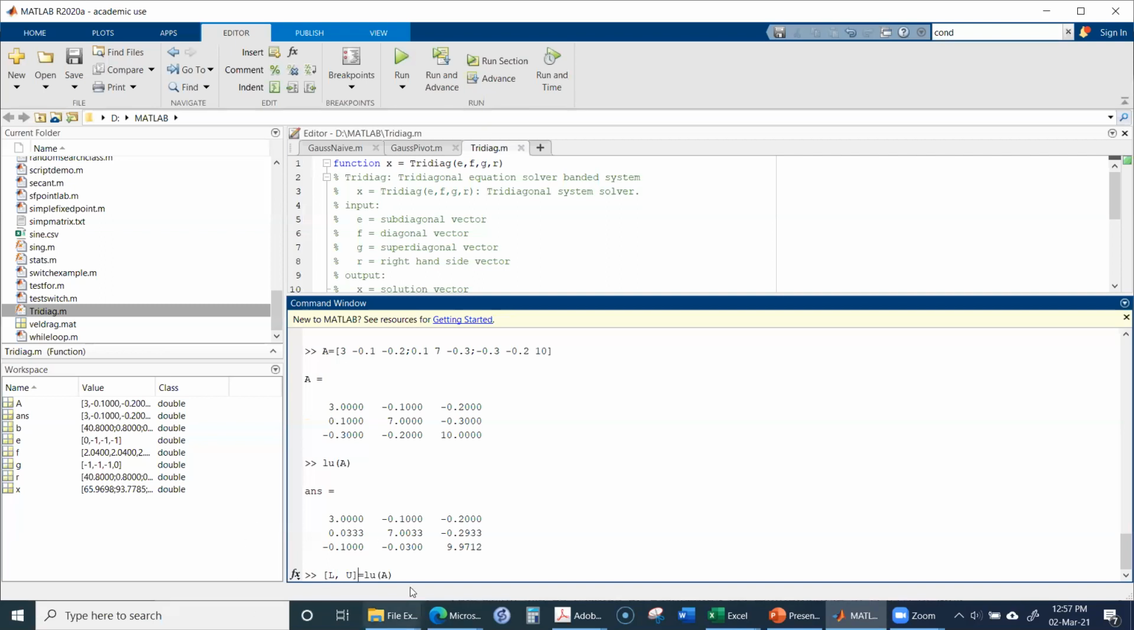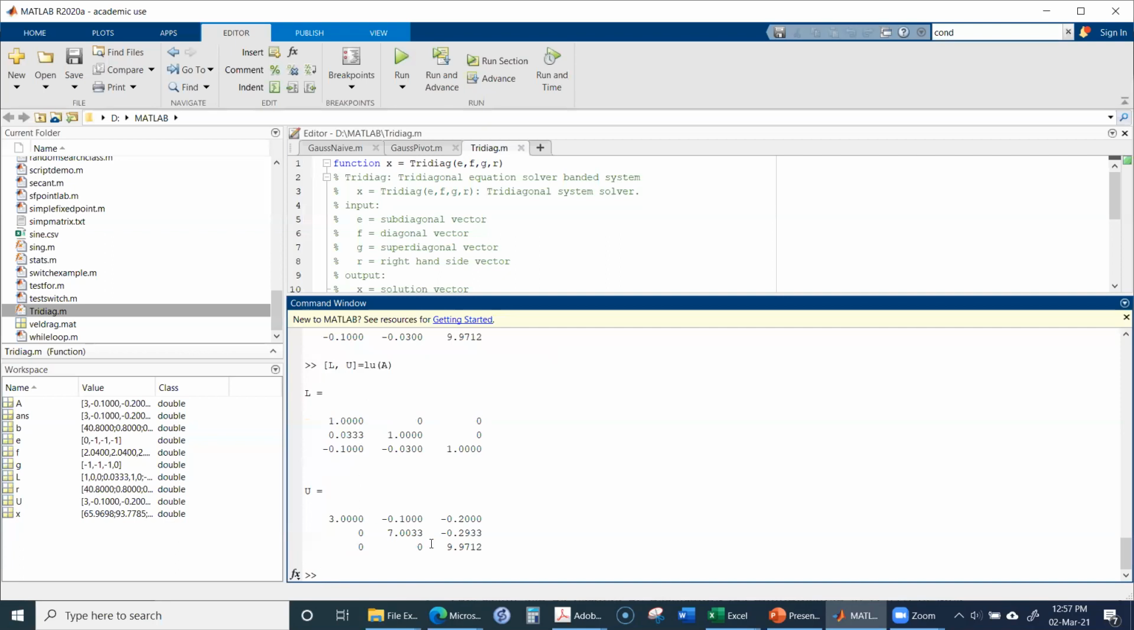Because the previous command does not know what to do, here it will provide us two answers, one for L and the other for U. You can see that we have got the answer for L and the answer for U. We can verify it by multiplying L by U.